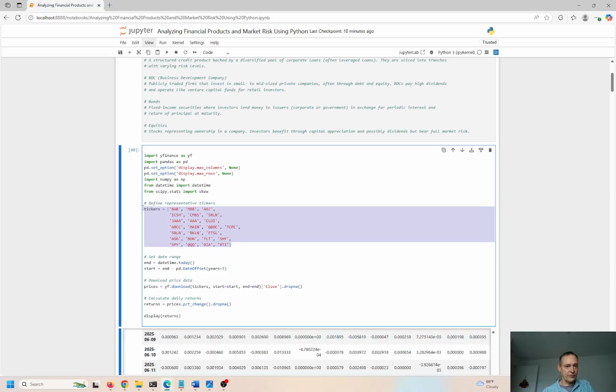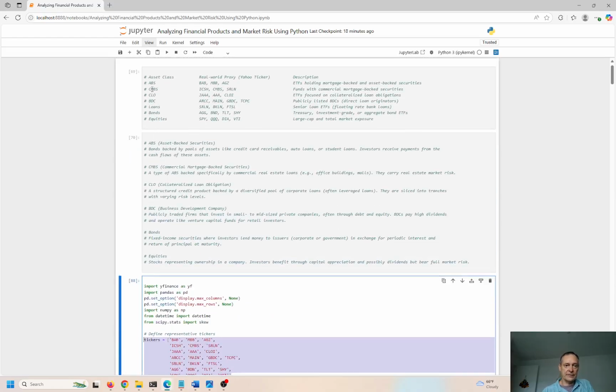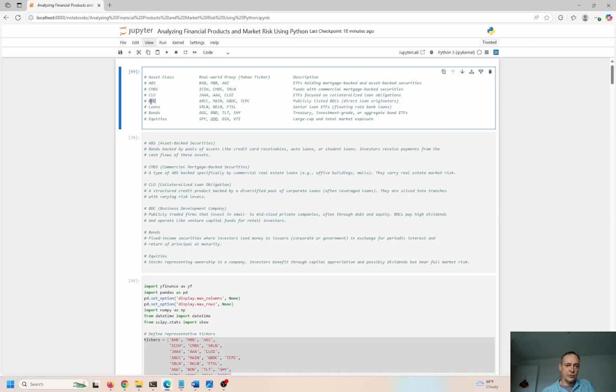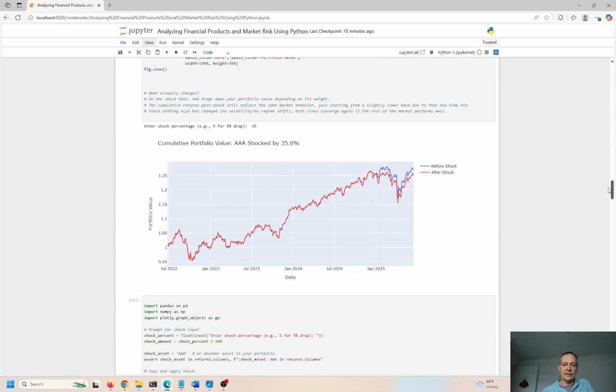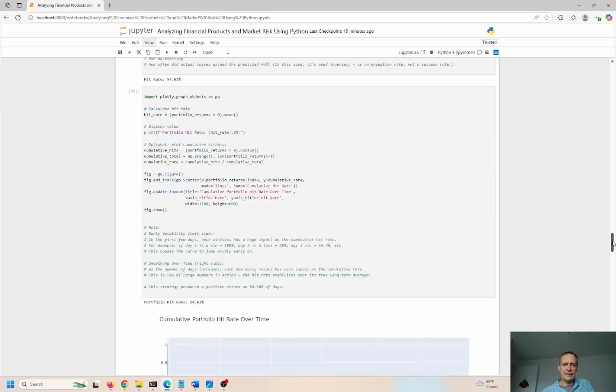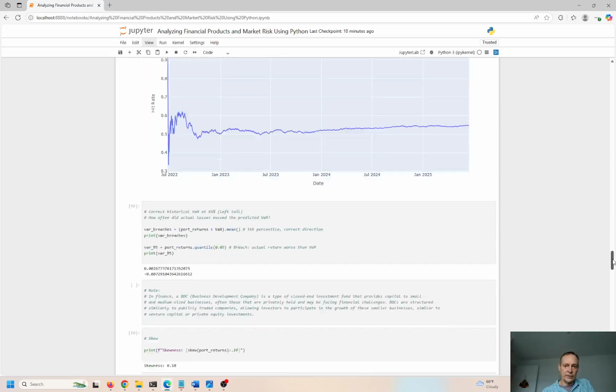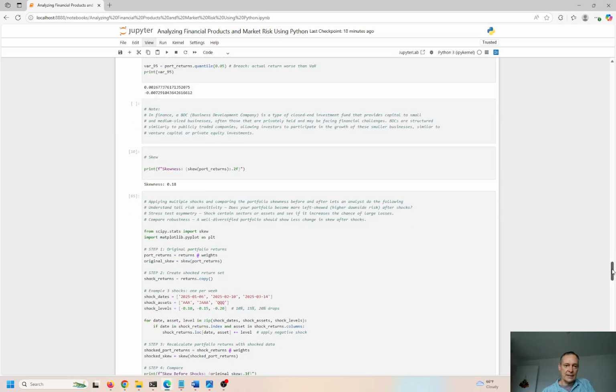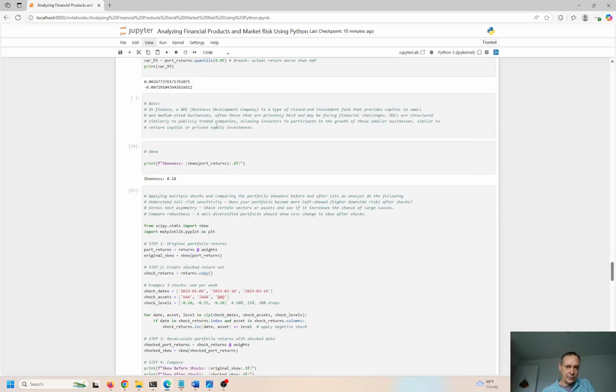So you have pretty good diversification between ABSs, CMBS, CLO, BDC, loans, bonds, equities, right? So very good diversification, and the portfolio is pretty stable, right? It's not totally immune to shocks, as we saw, but it's going to be a pretty stable portfolio, right?